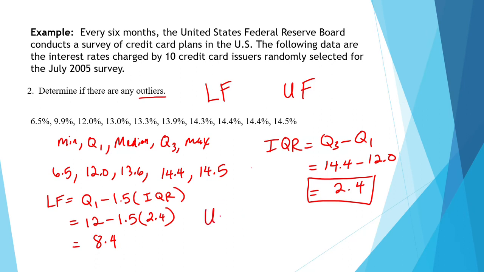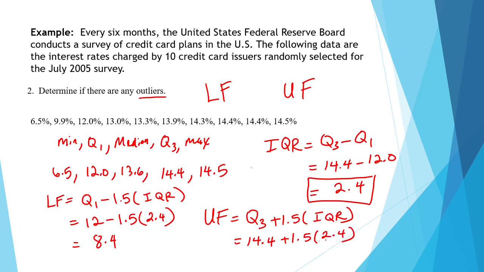The upper fence is equal to Q3 plus 1.5 times IQR. And Q3 is 14.4 plus 1.5 times IQR, which again is 2.4. Using our calculator, we get the upper fence is 18. The lower fence is 8.4, so we'll write it down. And the upper fence is 18, and we'll also write that down.